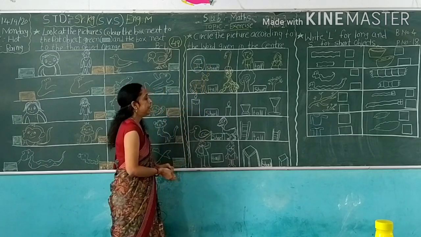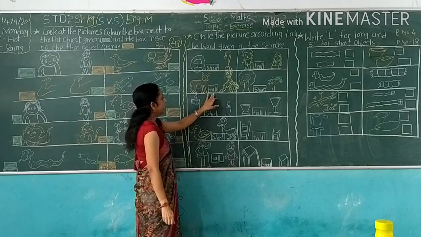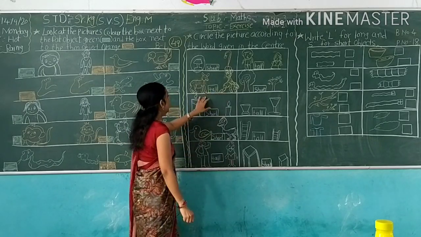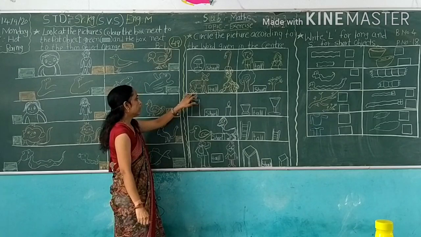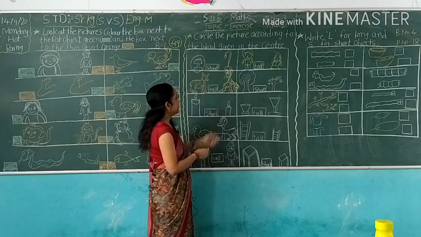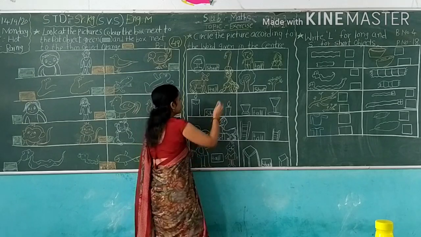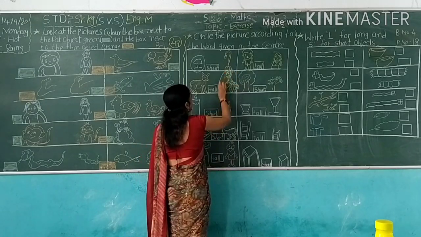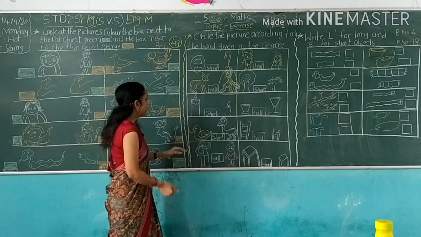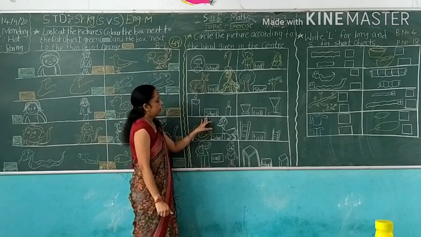And next, which word right here? T-A-L-L, tall. So which object is tall? This? No, this object is short. This? Yes, this object is tall. So circle the tall object, okay? Circle here tall object.